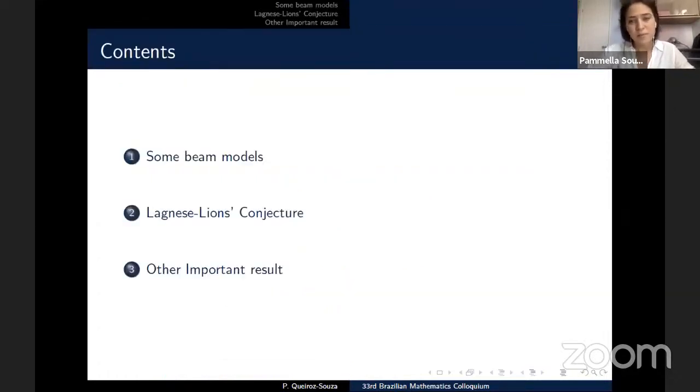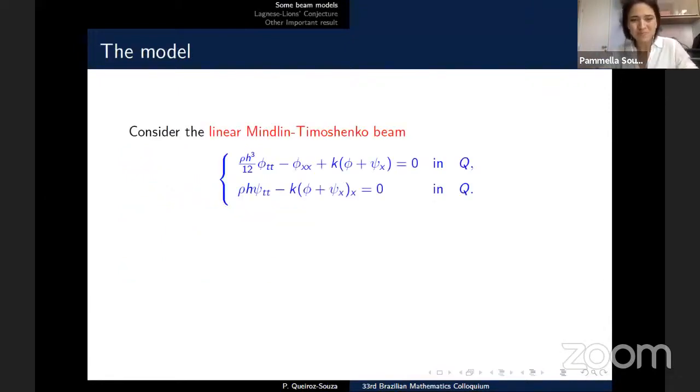My presentation is divided into three parts. In the first one, I will talk about some beam models. In the second one, I will present the Lagnese-Lions conjecture. And finally, I will introduce another important result. Let's consider initially the one-dimensional linear Mindlin-Timoshenko system.